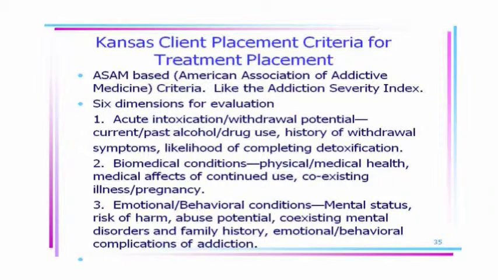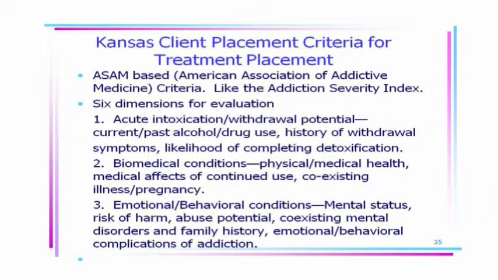It has about 6 sheets, and each sheet has a dimension of questions that we ask. These dimensions will, first of all, deal with acute intoxication, withdrawal potential, current use, past use of drugs and alcohol, and is there a history of withdrawal? They answer those questions for us. And then the next one deals with the medical conditions, their physical condition, their health in general, and also for women, we want to know if they're pregnant, because that is very important for fetal alcohol.